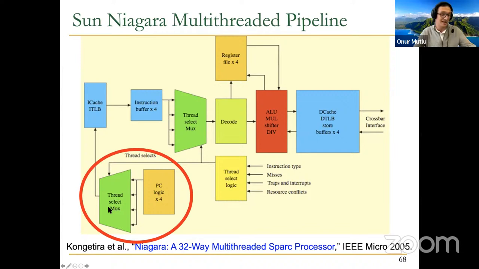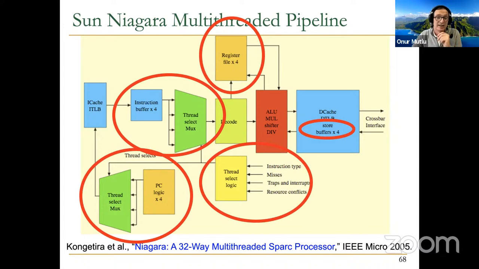And then they would buffer the instructions. They had 4 different instruction buffers. As you can see, they would select from there also. I'm not going to go into details of it, but you can see that they also had 4 register files and 4 store buffers, which we will discuss later on. I'm not going to talk about store buffers right now, but this is to make sure that the threads actually store. If a store takes a long time, the pipeline keeps going basically.